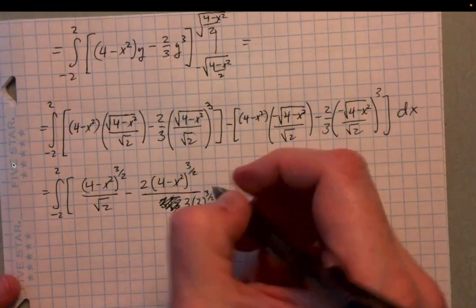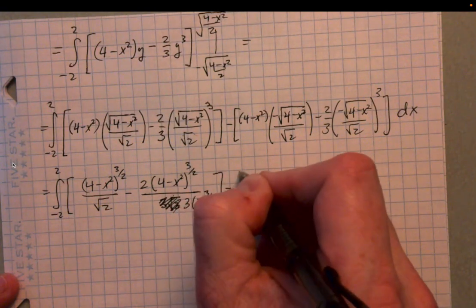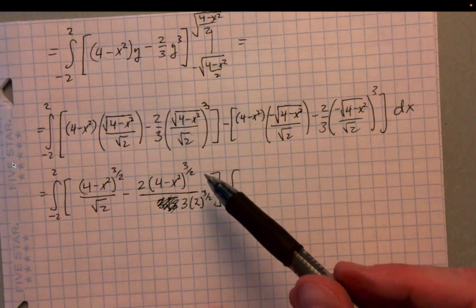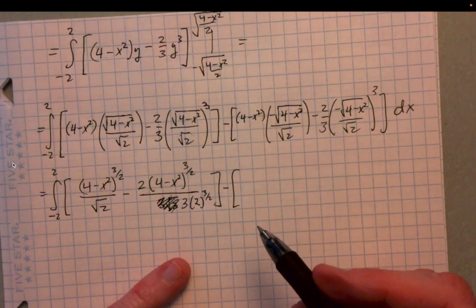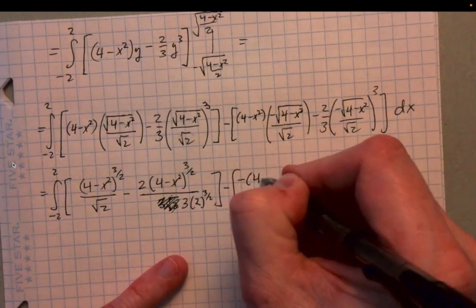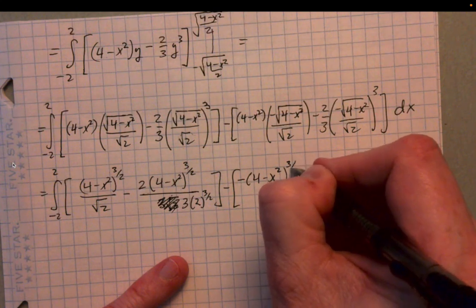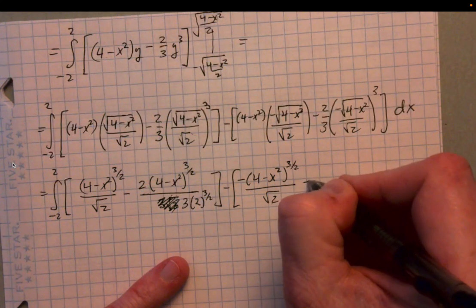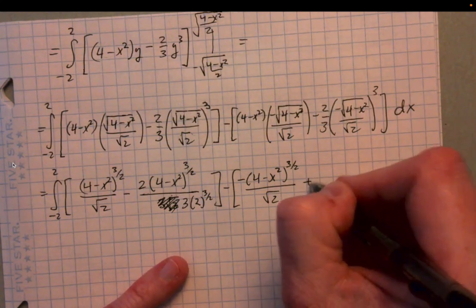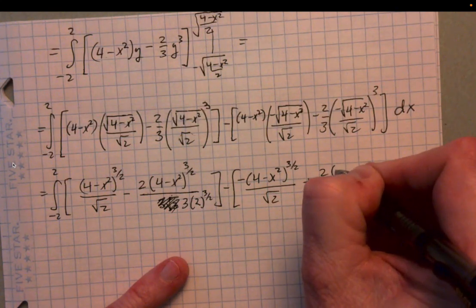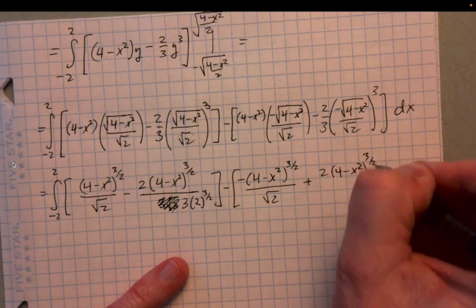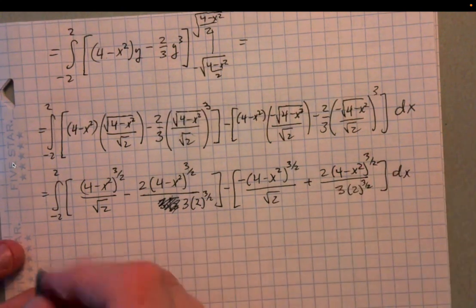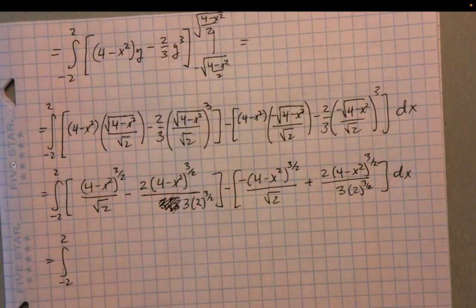I made that mistake. Okay, and then it's going to be minus, and then you've got to do the same thing for this other piece, except you've got a few additional negatives to deal with here. And so this would be negative (4 minus x squared) to the 3/2 over the square root of 2. And then this is going to be plus 2 times (4 minus x squared) to the 3/2 over 3 times 2 to the 3/2. Okay, let's just go through that one more time and clean up a few things that I should have done.